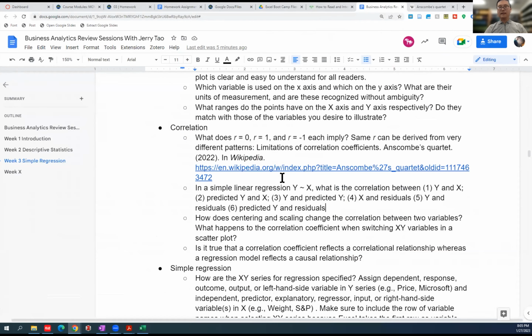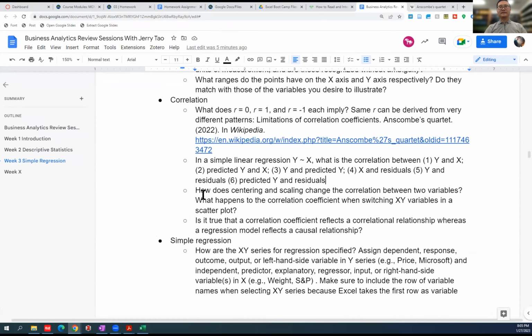I would leave the rest of the questions for you to practice. They could be helpful to address some of your questions regarding linear regression and help you check whether your answers to homework 3 are correct. All right, this would summarize our week 3 discussion.